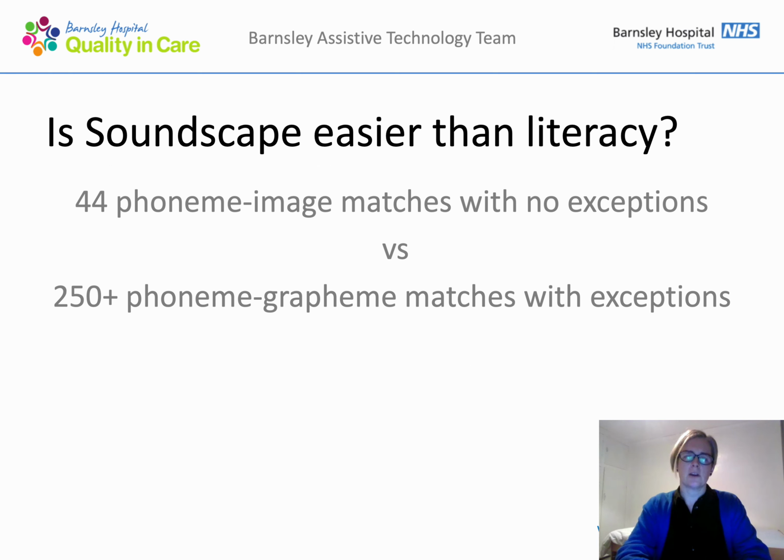One question I get asked a lot is how Soundscape relates to literacy learning, whether it's easier than literacy or whether we're putting extra steps in the literacy learning journey. In UK English, we have 44 phoneme image matches and there are no exceptions. So every time a button is selected to produce a phoneme, it will always produce the same phoneme. However, in literacy, in UK English, we have over 250 phoneme grapheme matches with lots of exceptions. So you can imagine that there is a very, very large learning demand there for learning literacy.